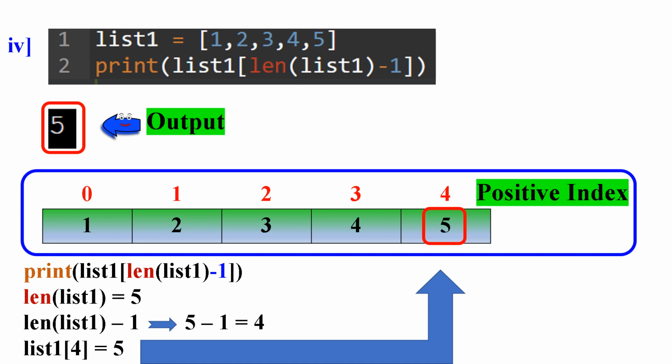Then, len(list1) minus 1 calculates the index of the last element in the list. Since Python uses zero-based indexing, the last index is 1 less than the length of the list. 5 minus 1, that is 4. Finally, list1[4] is equal to 5, which accesses and prints the last element of the list. So the output is 5. This line effectively prints the last element of list1, which is 5 in this case.